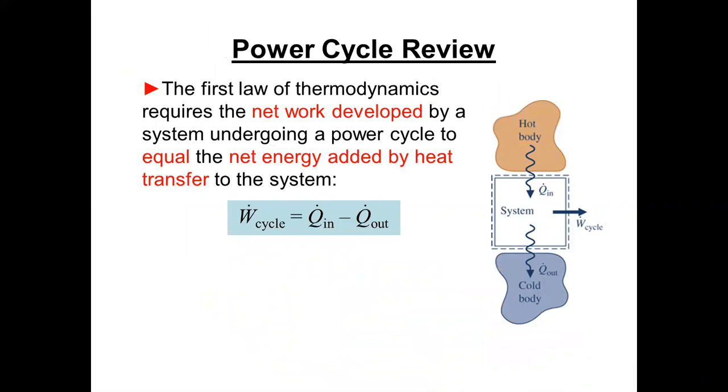Okay, so let's go back to our Thermo 1 days. We would talk about the first law, and it requires that for a cyclic device, a power cycle, the net work developed by the system undergoing the cycle has to equal the net heat added by heat transfer to the system. So cycle work, and the dots indicate those are rates. So the rate of work being produced by the cycle equals the net rate of heat transfer into the cycle minus the net rate of heat transferred out of the cycle. So you subtract those two.